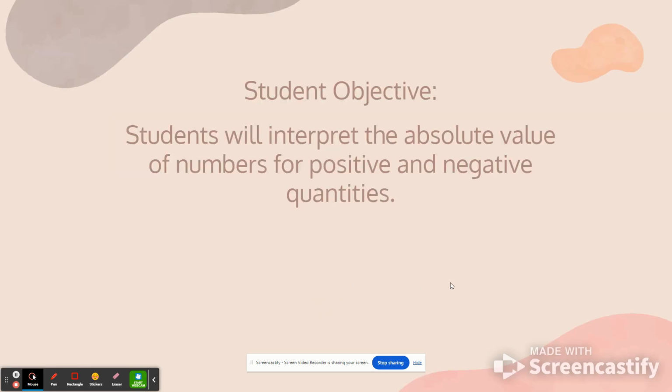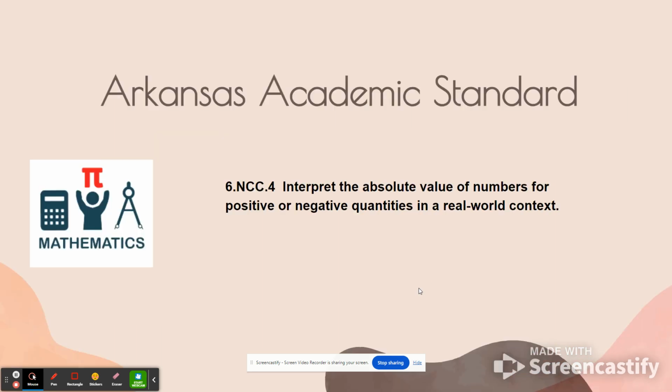Student objective for this lesson plan: the students will interpret the absolute value of numbers for positive and negative quantities. The Arkansas academic standards that are addressed with this lesson is 6.NS.C.4: interpret the absolute value of numbers for positive or negative quantities in a real world context.